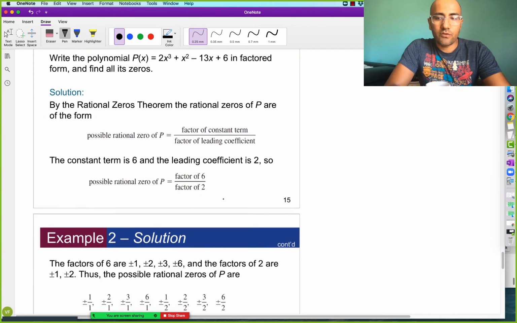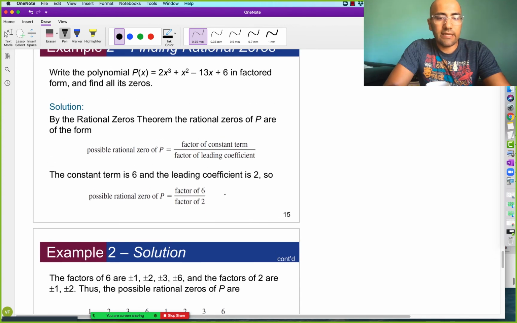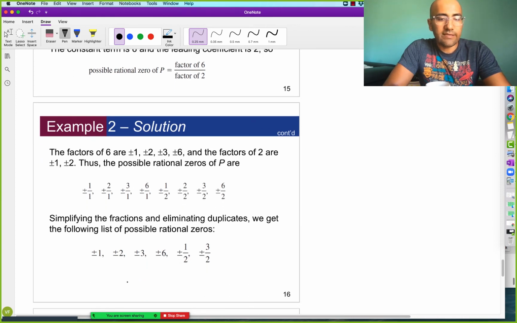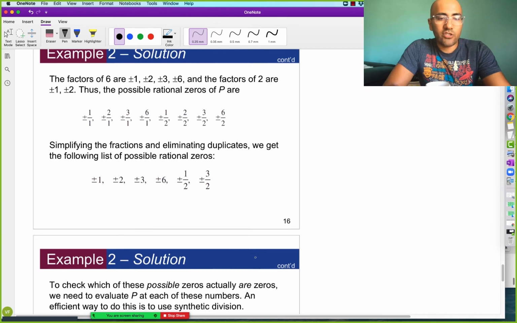Okay, so this is what the author did, right? They create that list of possible rational zeros, just like we did. So here's that list. It simplifies to this list. And now we start checking each of these things.